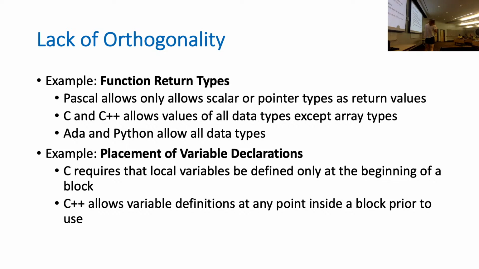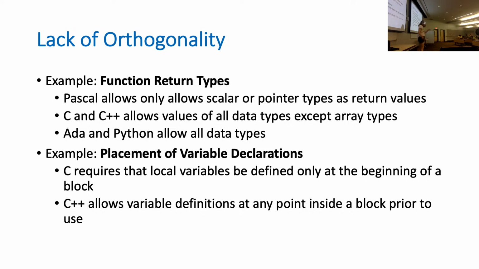So in Pascal, only scalar or pointer types can be used as a return value. Now, we don't really need to know what those are, right? We don't care what a scalar is at the moment. The point being is that it's a subset. Only some things can be returned.